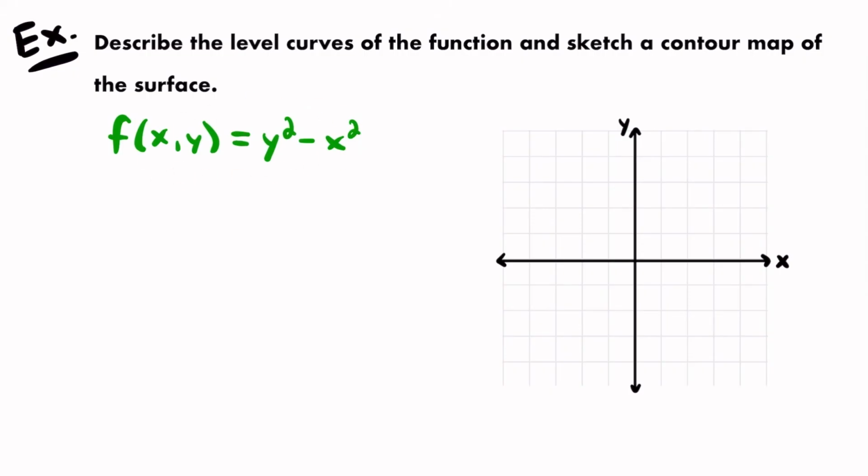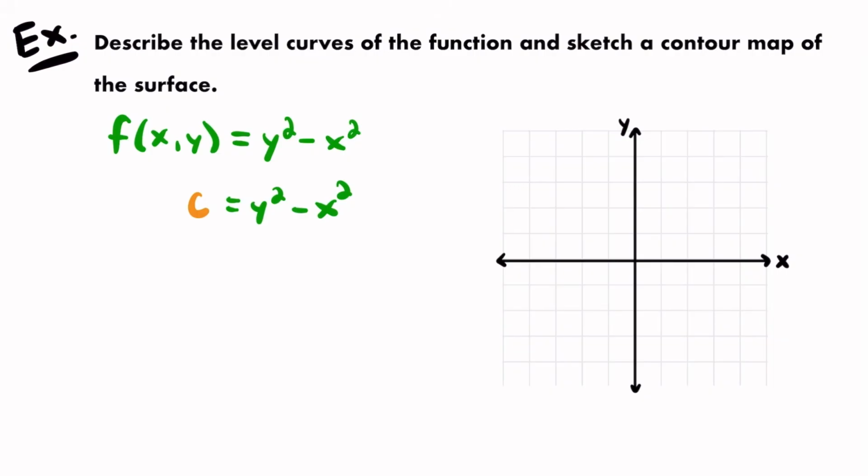What we want to do is set our function equal to a constant value c. All right, so we're going to have c is equal to y squared minus x squared. And so then what we want to do is try to get this equation in the form of some type of curve that we recognize.